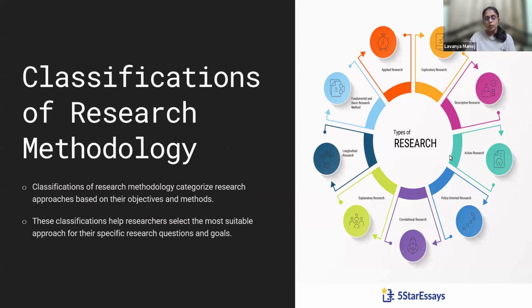Okay, so we have seen the types of researchers. Now we are going to see the classifications of researchers. There are many classifications based on the type of research you are carrying out, or the type of research you are planning to carry out on a particular research topic. This classification of research methodology categorizes research approaches based on their objectives and methods. These classifications help researchers select the most suitable approach for their specific research questions.